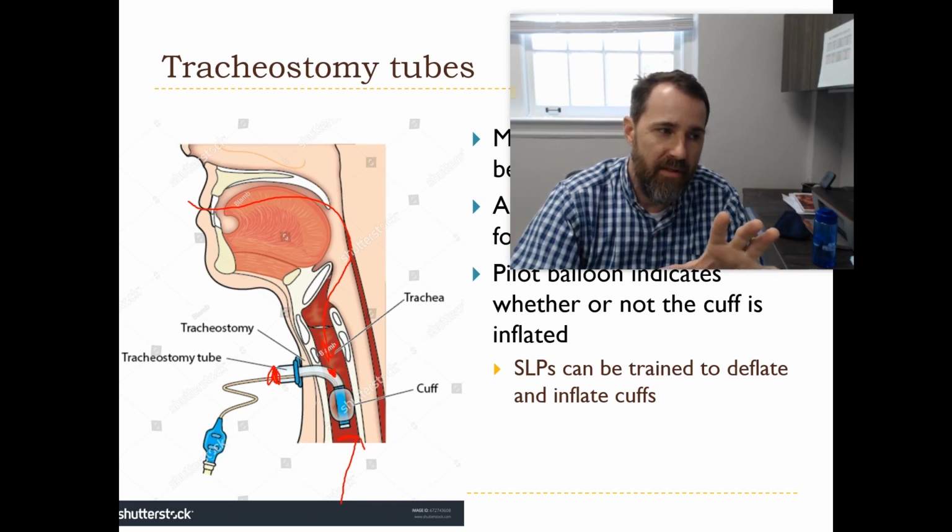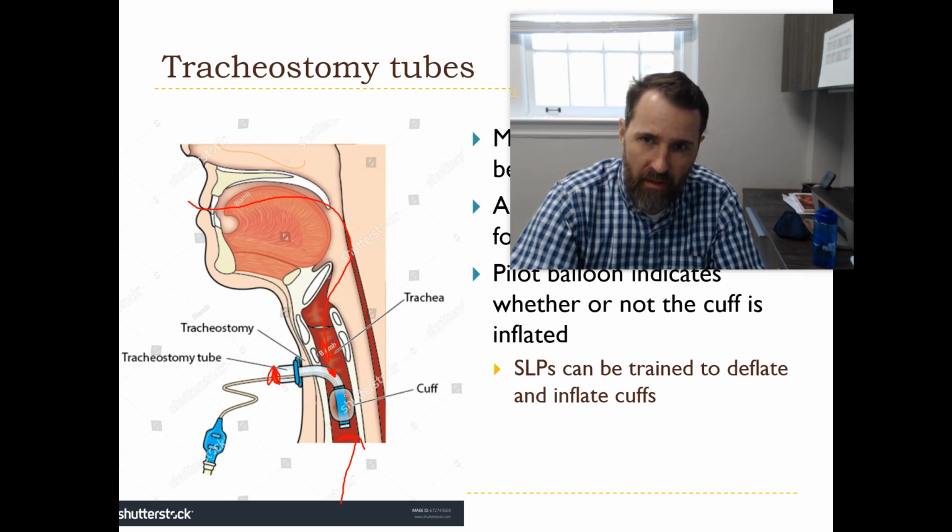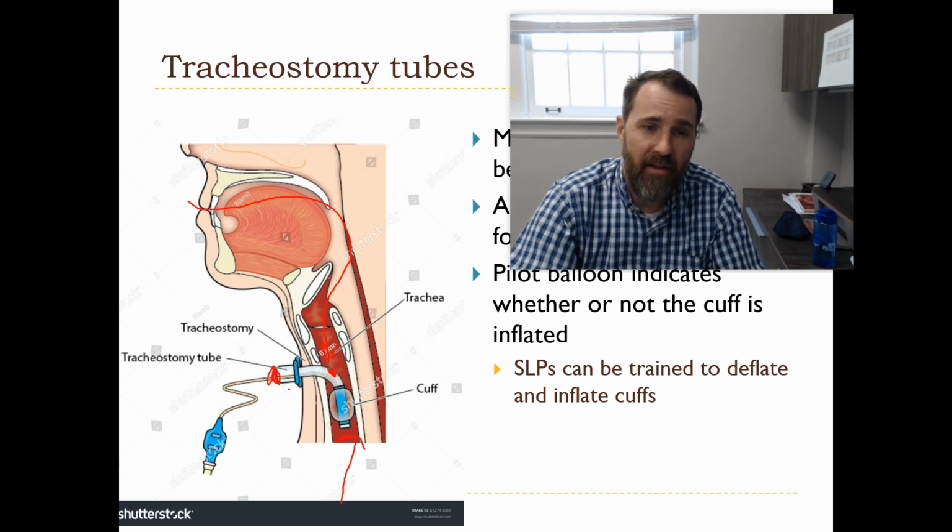Now, much of this is for illustrative purposes because, as I already mentioned, for the most part, if a patient has a cuffed tracheostomy tube, they're going to be on a ventilator. And those guys will probably not have fenestrated outer cannulas. And if they are, they're not going to be using them probably.